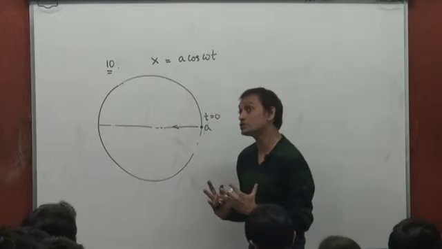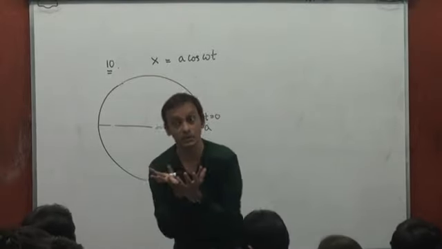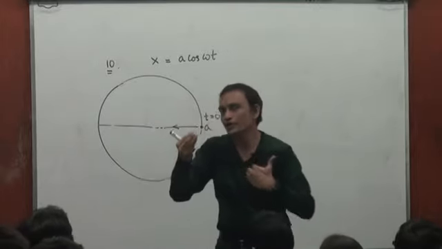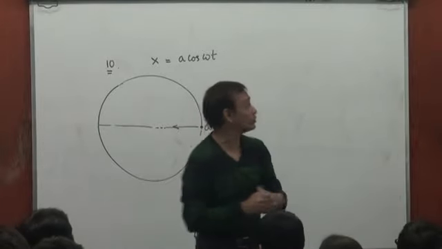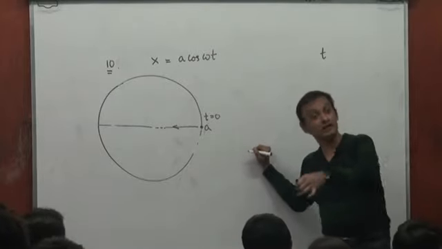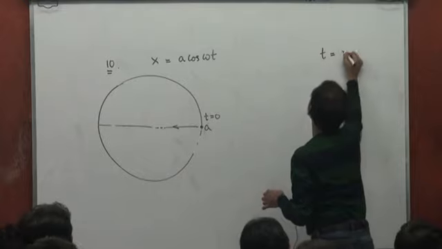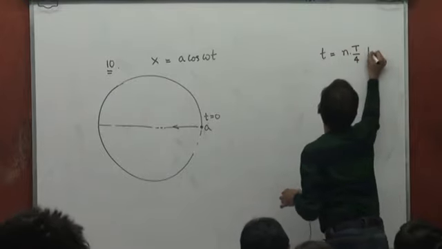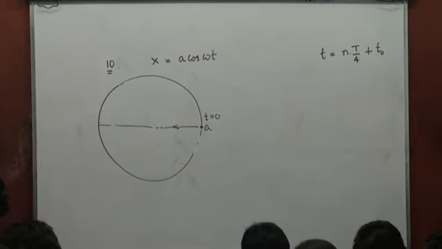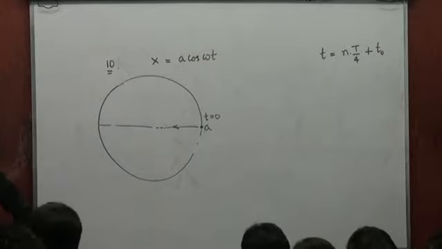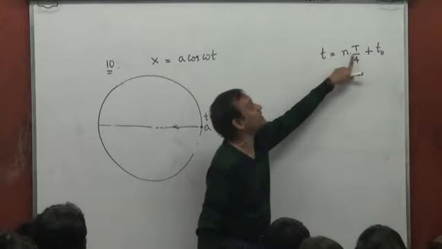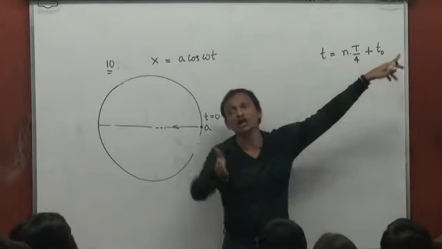Right? So now the first question is, how many T by 4s are there in t seconds? There would be a certain number of T by 4s and there would be a residual. When you divide small t by T by 4, it will leave a remainder and it will have a quotient. So t could have been written as n into T by 4 plus a remainder t naught, where t naught would be less than T by 4, because when you're dividing by T by 4, the remainder has to be less than T by 4. So n is the quotient of the division and t naught is the remainder.